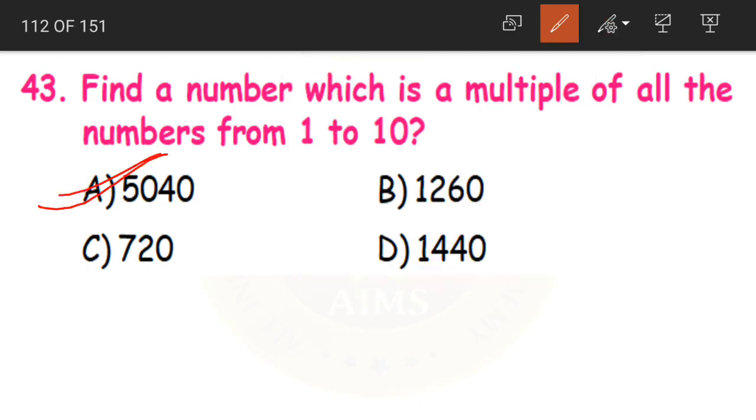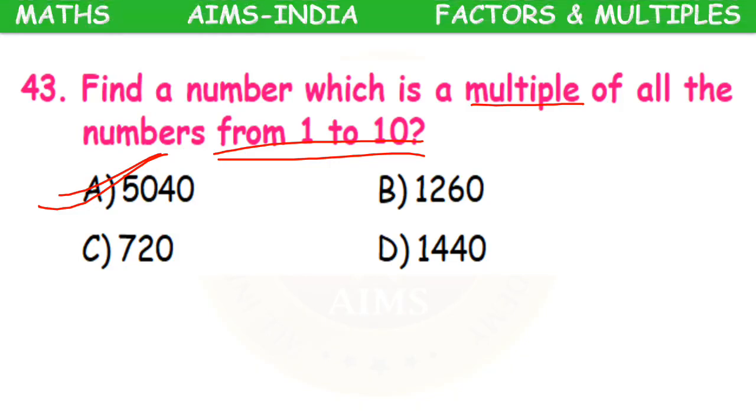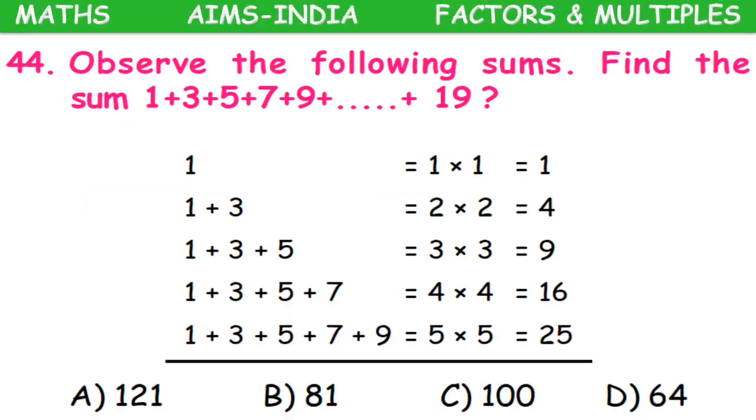So what is the only number that is a multiple of all the numbers from 1 to 10 here? 5040 is the number that is a multiple of all the numbers from 1 to 10. Understood, children? Yes.